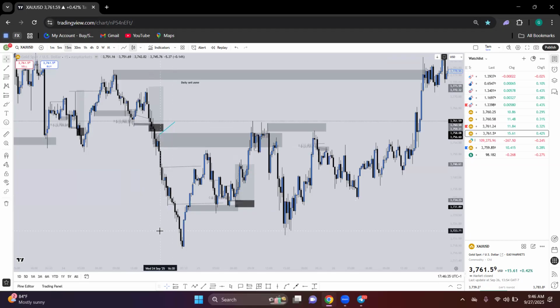This was not a clean setup. This was not the best setup out there. But we actually needed to bring in our other tools or arsenals, right, to be able to play this. Now, after price tapped into this, right, we are not meant to jump in right away. We are not meant to hop in right away, right? All we needed to do was to wait for a confirmation to be able to play this, right?